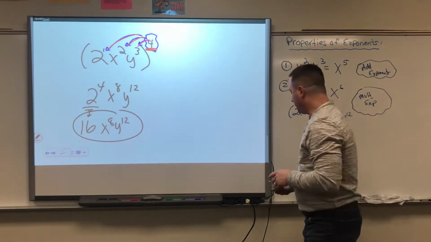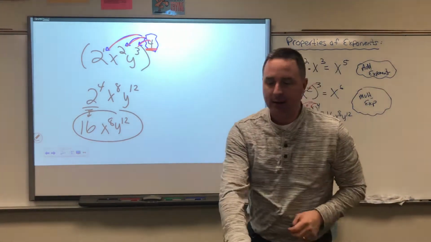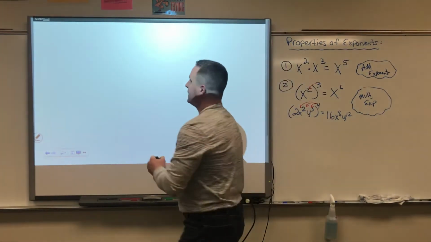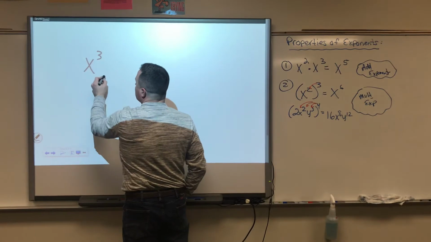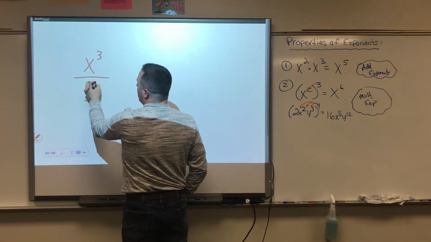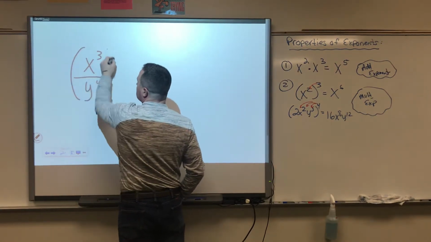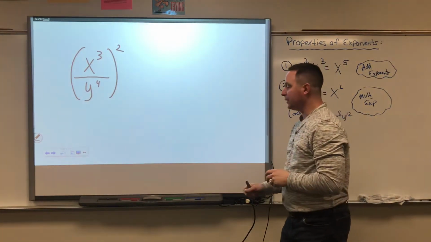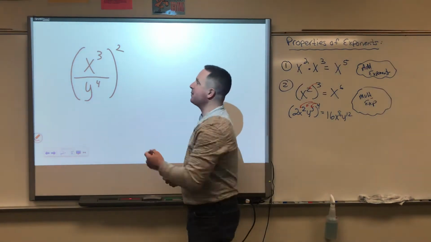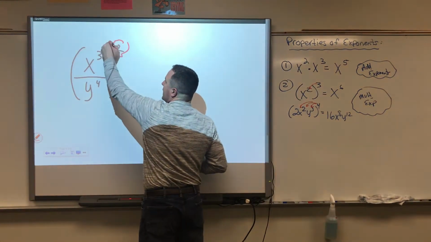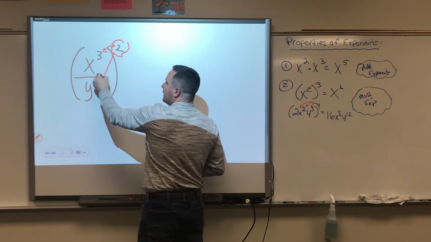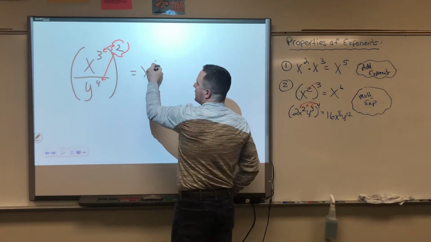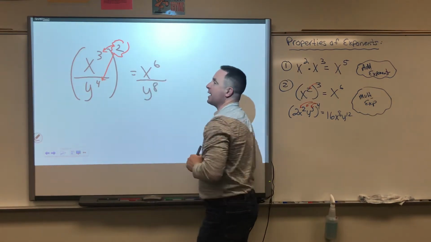Okay, and the third extension of this is what if there's fractions? Okay, what if I had something like this? X to the third over y to the fourth, and I squared it. Okay, and again, don't get scared by fractions, don't get nervous by fractions. We do the exact same thing. This exponent on the outside, it distributes to the top, and it distributes to the bottom. So it just goes to everything. X to the 6th over y to the 8th.